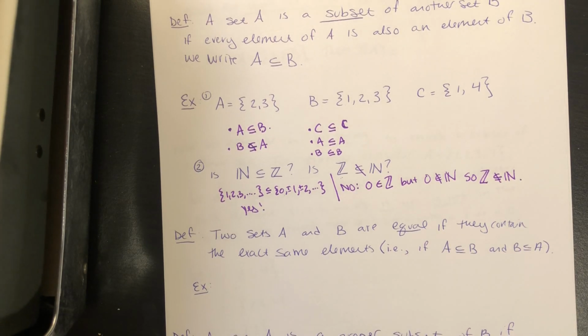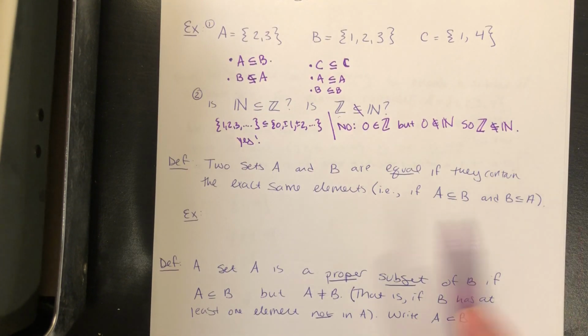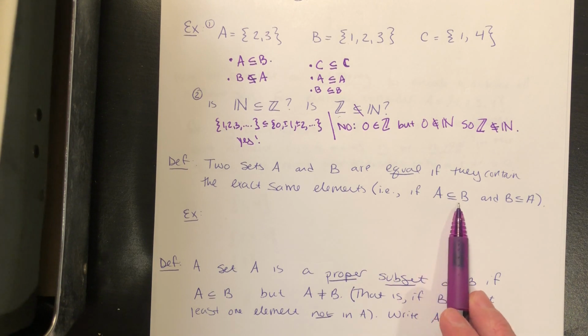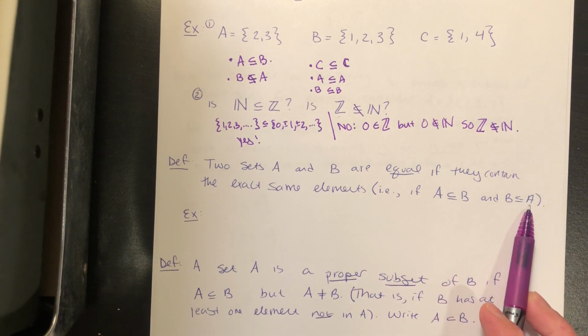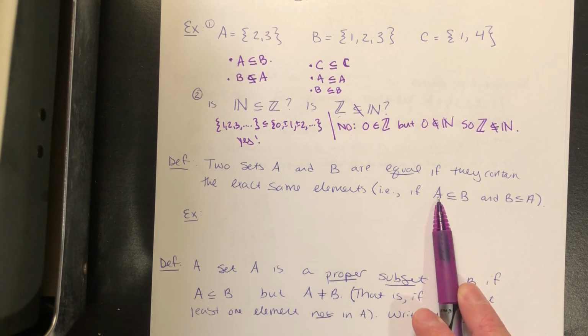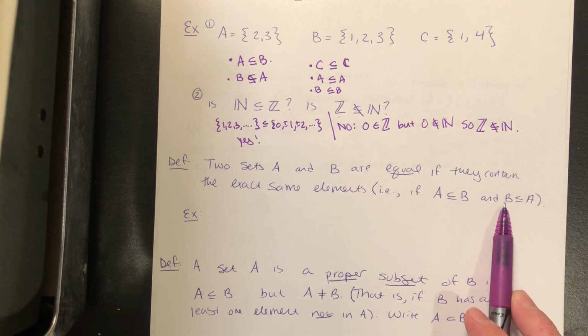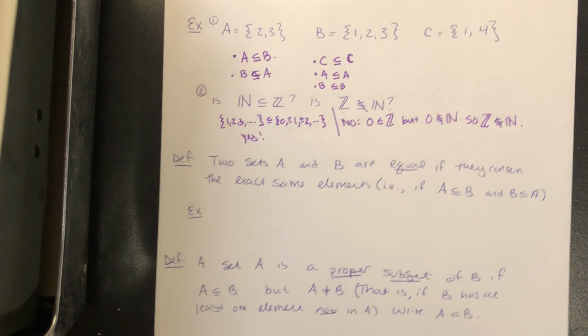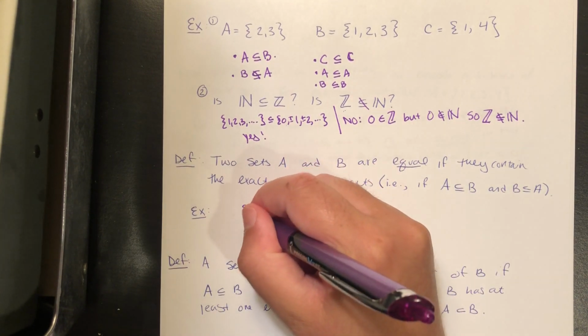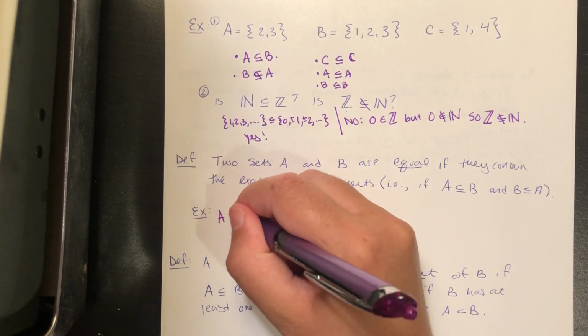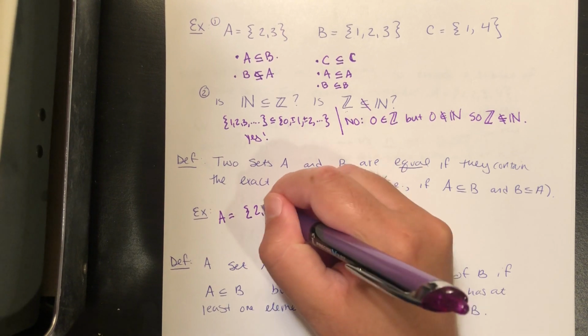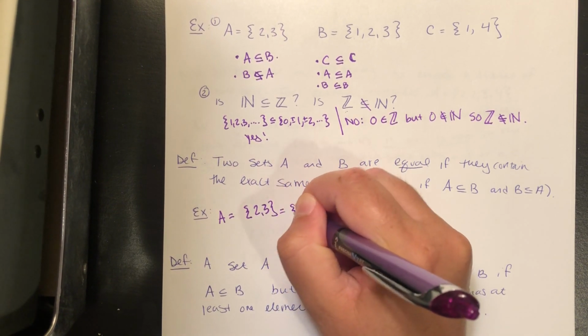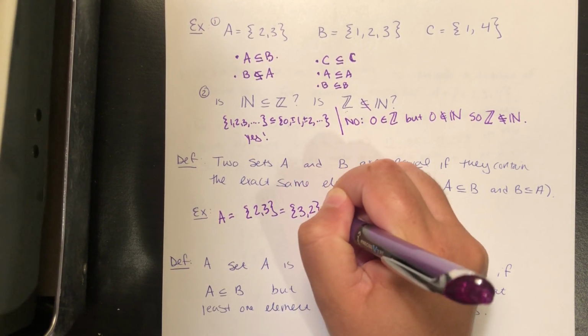Now, two sets we would say are equal if they contain the exact same elements. In other words, that is, if A is a subset of B and also B is a subset of A. If everything in A is also in B, and if every element of B is also an element of A. As an example, let's say this set A, call it {2, 3} from above. This is the same set as {3, 2}.